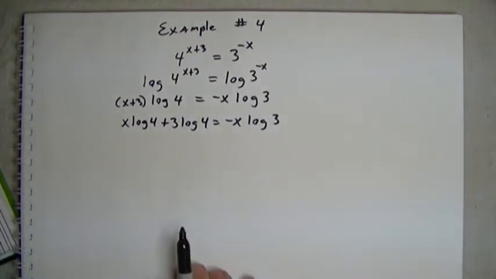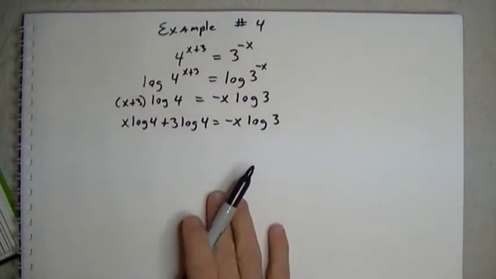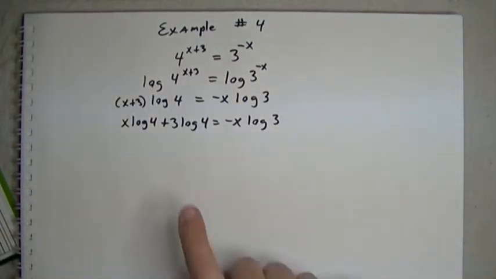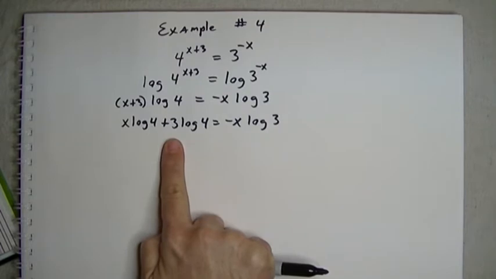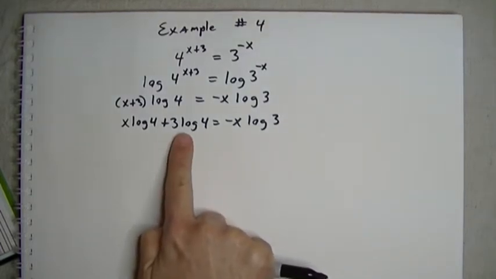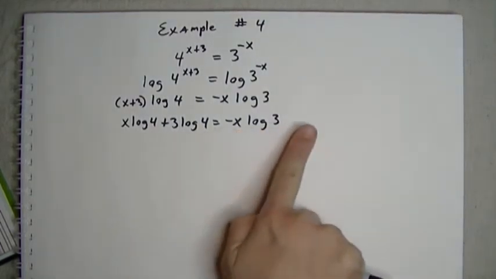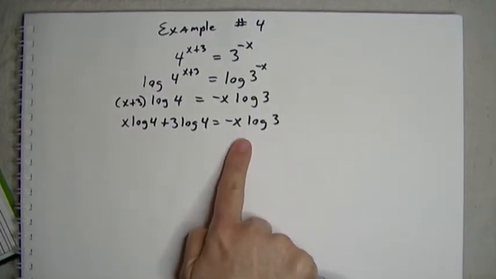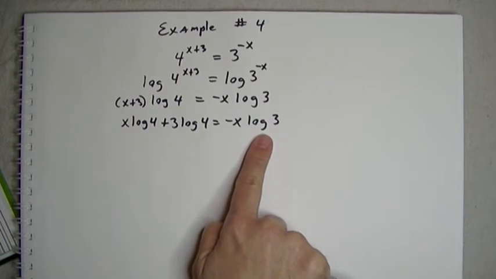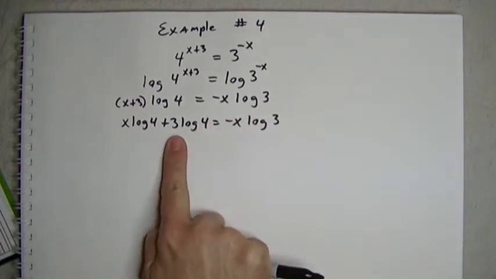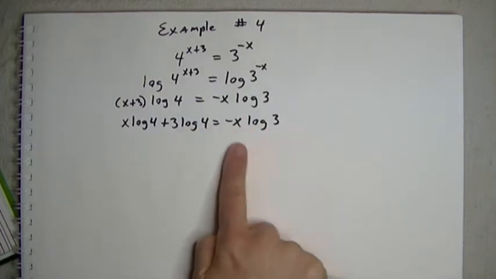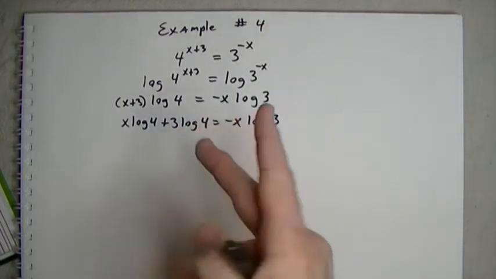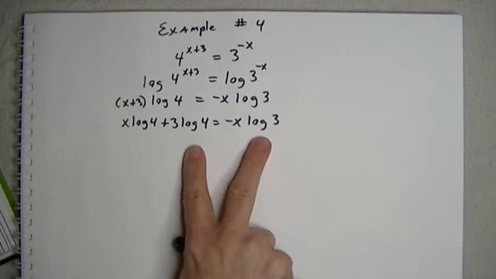Okay, I'm going to do two things in the next step. I think you can handle it because otherwise I'm probably going to run out of paper down here. I'm going to subtract this 3 log 4 from both sides. So it's going to become a negative 3 log 4 over on the right side. And I'm going to add an x log 3 to both sides. It'll become a positive x log 3 over here. All I'm doing is just subtracting this one, moving it over here, moving this term over here, kind of swapping them around. They'll change their signs in the process.